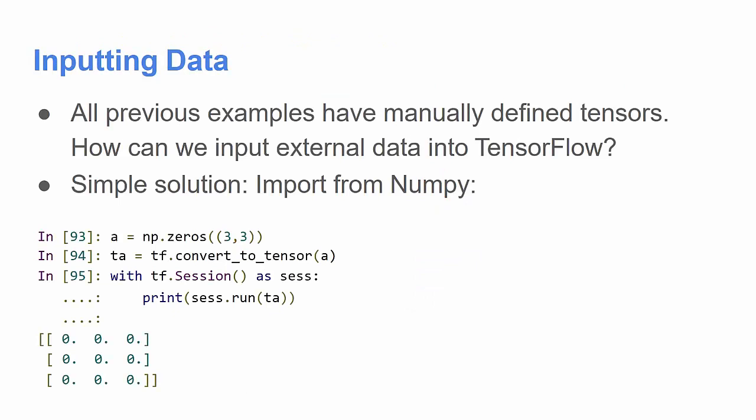Inputting data. All previous examples have manually defined tensors. How can we input external data into TensorFlow? Simple solution, import from numpy. For example, if we create a numpy array with all zeros, then we can convert it into a TensorFlow tensor using tf.convert_to_tensor(a). Then with tf.Session, if we print sesh.run(ta), it will print the zero matrix, which is of size 3 by 3.